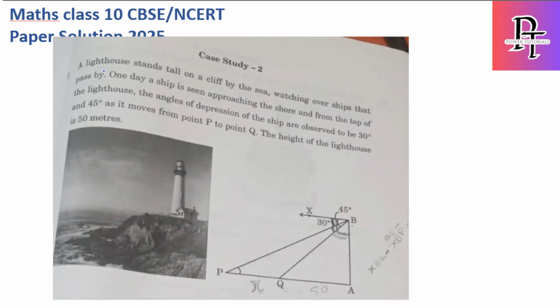A lighthouse. I think this is the same question which we already discussed. I think in previous year 23 or 24, one of the set papers had the same question. Okay, let's solve it. A lighthouse stands tall on a cliff of the sea, watching over ships that pass by. One day a ship is seen approaching the shore, and from the top of the lighthouse, the angles of depression of the ship are observed to be 30 and 45 as it moves from point P to point Q. Okay, the height of the lighthouse is 50. Fine. So I will draw the same diagram.